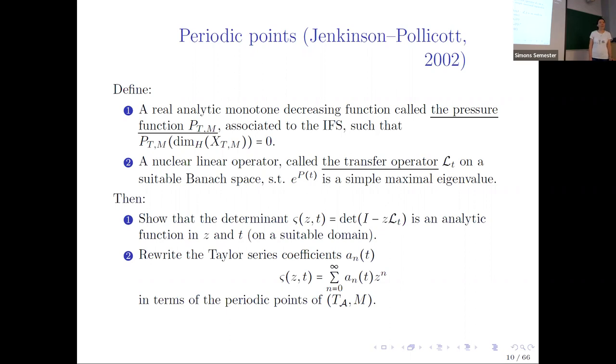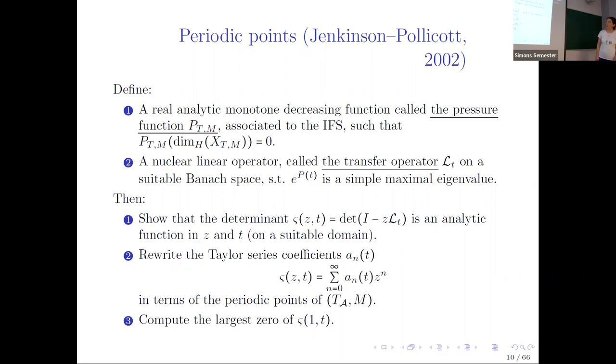Because it is a bianalytic function, it has a power series expansion, where the coefficients depend on our variable t, and the dummy variable appears as the power series variable. They compute the largest zero of this function when z is equal to one.